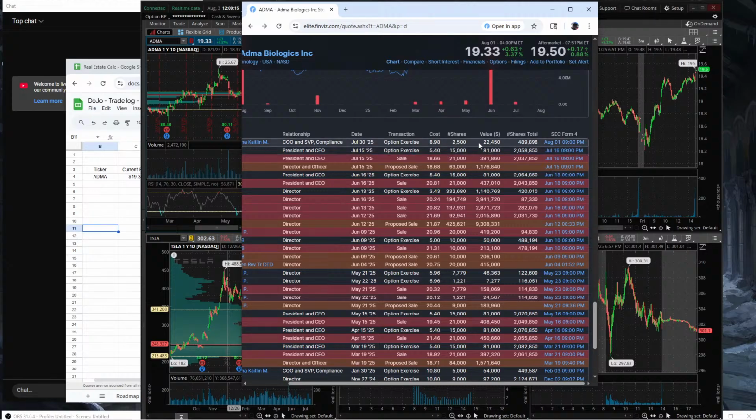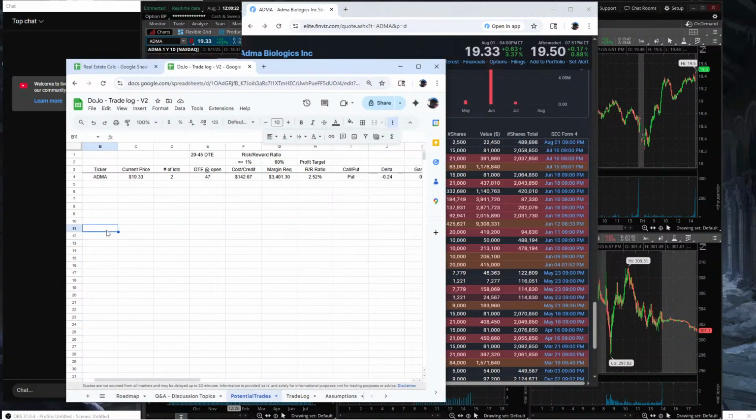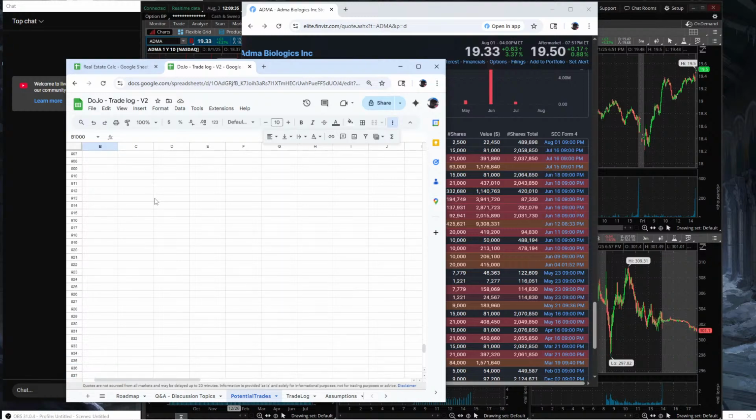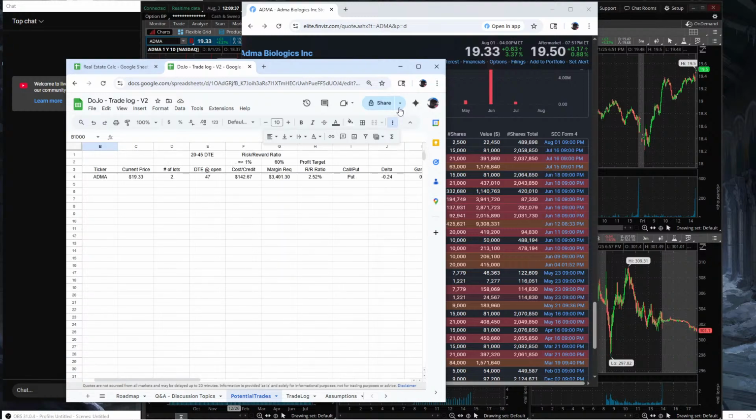2,500 shares. It's only 25 contracts. That's not bad. At 898 though. What is that? Quick math. 898 times 2,500. 22,450. Oh no. Shot it all the way down there.